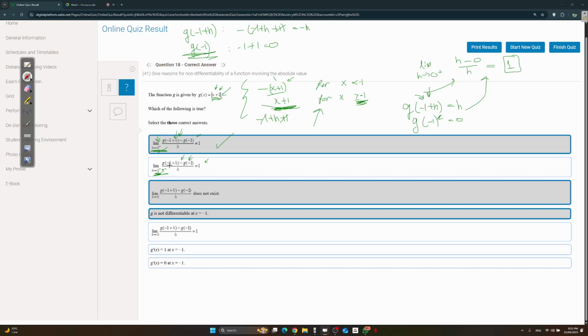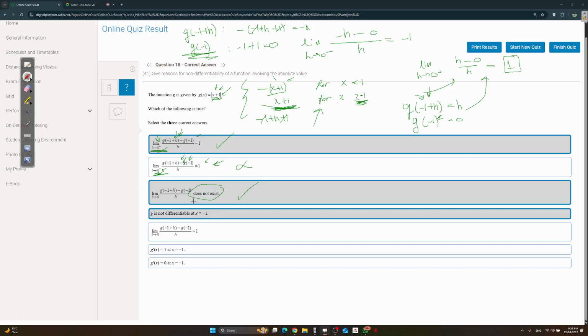Now, did we find everything? Yes. So you can go back here. G of -1 plus h, which is negative h, minus g of -1, which is 0, all over h. Limit. What do you get? -1. Is it 1? No, you get -1. That's why it's wrong. Tamam? Obviously, 0 plus and 0 minus are not equal. So does it exist? No, it does not exist.